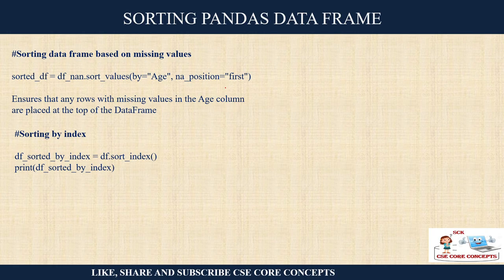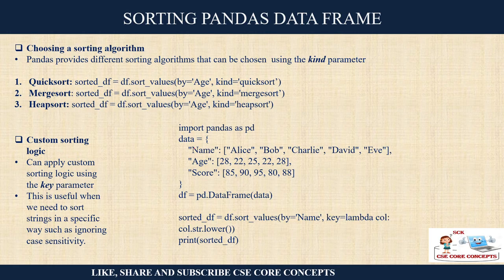Then sorting based on missing values. If you want to keep all the missing values first, you write the argument na_position first. So first all the missing values will come and then the data will be sorted. Similarly, you can sort by the index. By default, it is sorted based on the index itself.